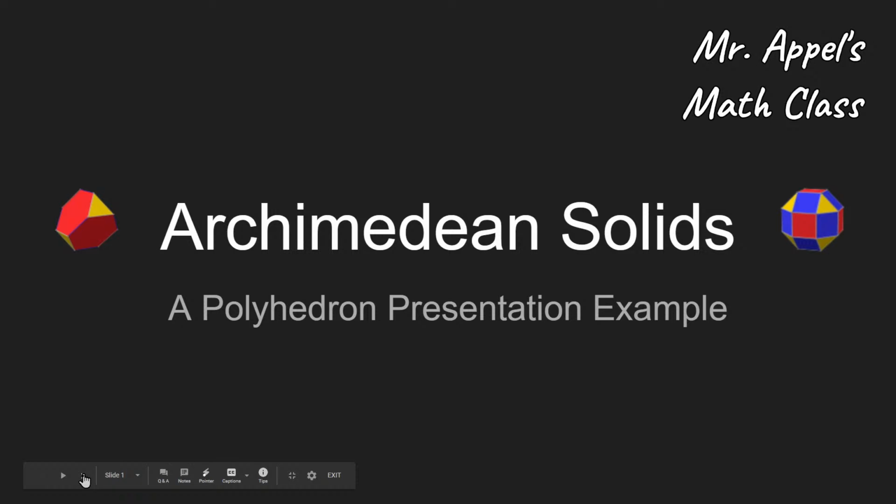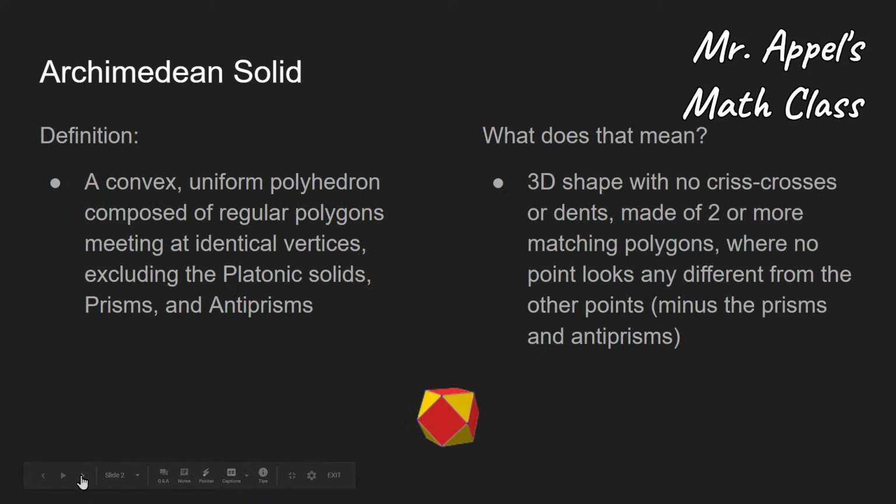All right, so Archimedean solids. There we go. So formally, the proper definition is that they are a convex uniform polyhedron composed of regular polygons meeting at identical vertices, excluding the Platonic solids, prisms, and antiprisms. Okay? Those three groups also fit the same criteria, but we've decided that Archimedean solids are everything else that's outside of that.